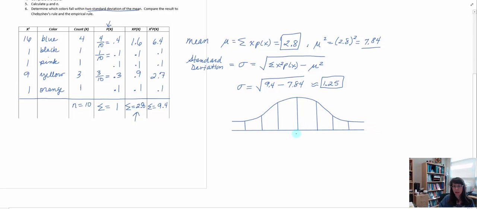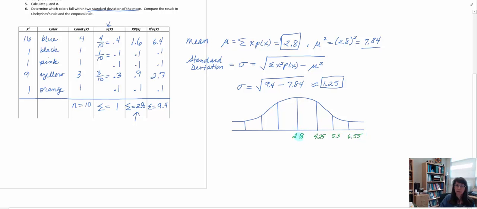Our mean is 2.8, and with a standard deviation of 1.25, I'm going to add that to 2.8 to get 4.25. Add another 1.25 and we'll get 5.3. And finally add another 1.25 to get 6.55.